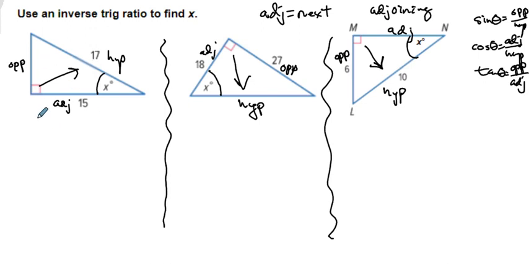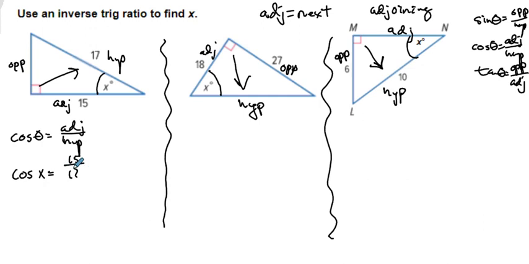So enough front loading here. Let's just set it up like we normally would. We have the adjacent and the hypotenuse, so you're going to use cosine. Cosine of theta is equal to my adjacent over my hypotenuse. Now let's put in what we know. We don't know the angle, but we're calling it x. So the cosine of x is equal to my adjacent, 15, over my hypotenuse, 17.